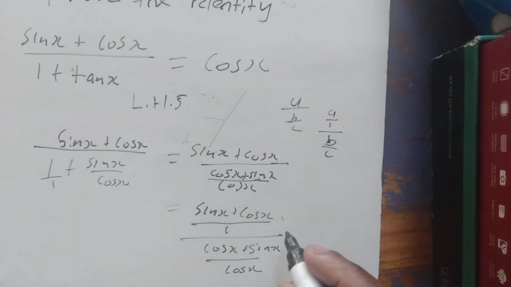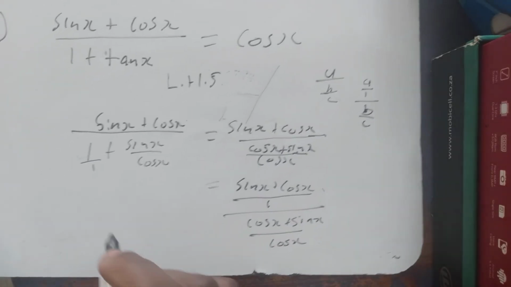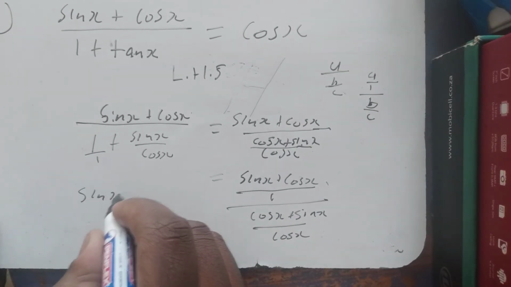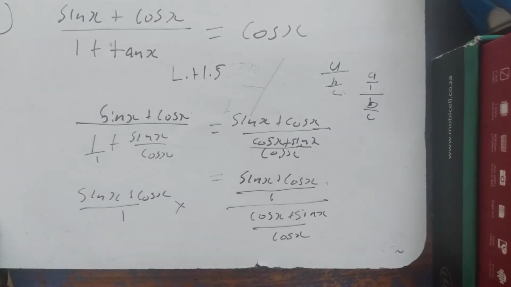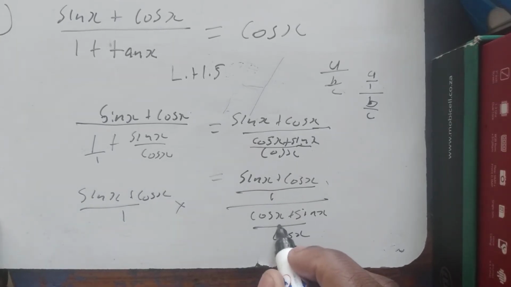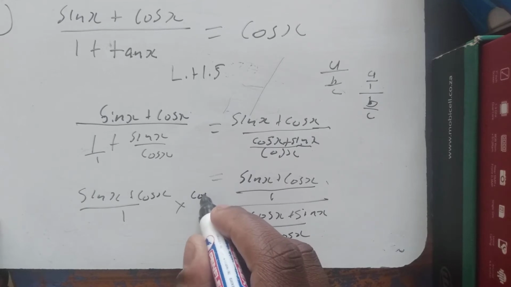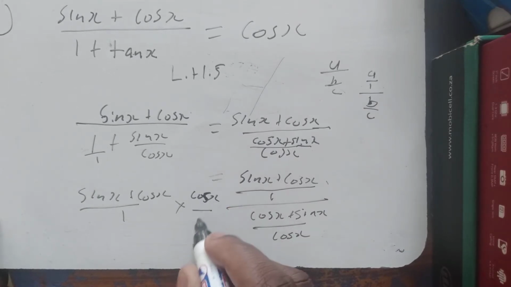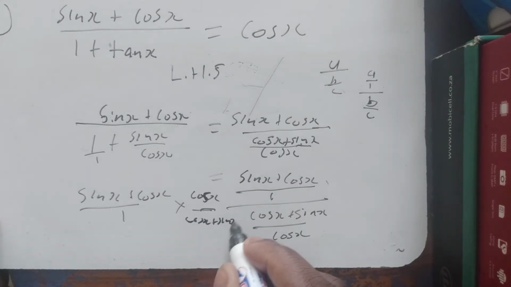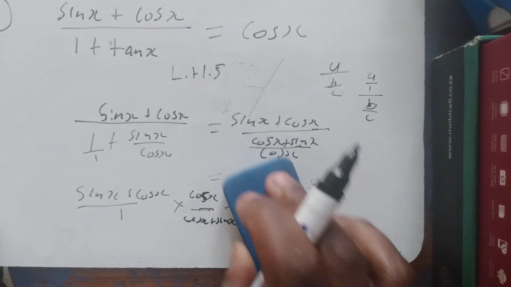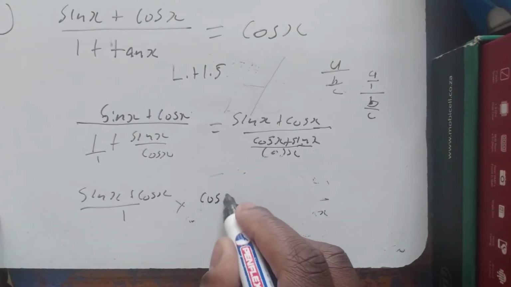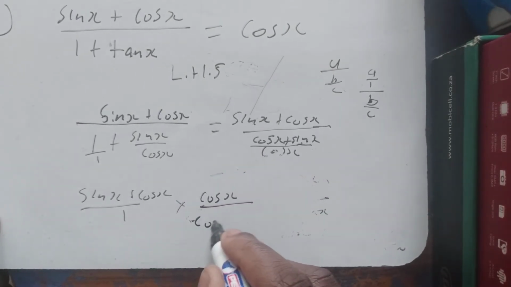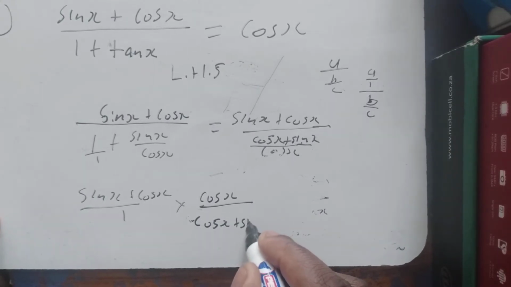So when we tip and times, this is going to become sine x plus cos x over 1 times, you see the top, we will switch this, right? So this becomes cos x, and then at the denominator we have cos x plus sine x. Let me just rewrite this part nicely. So we have cos x over cos x plus sine x.